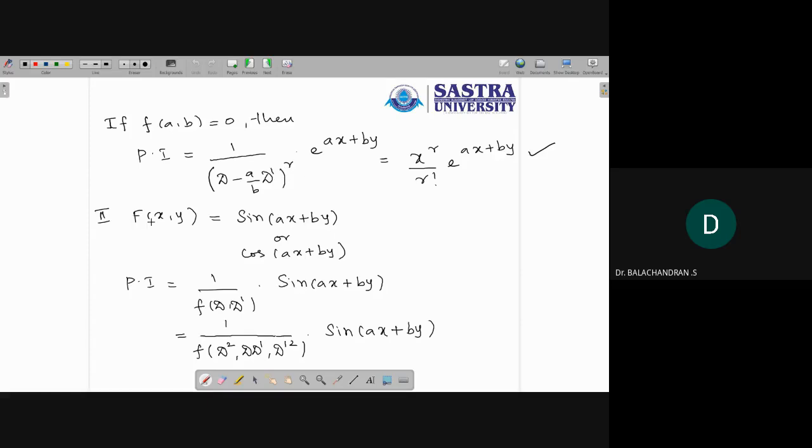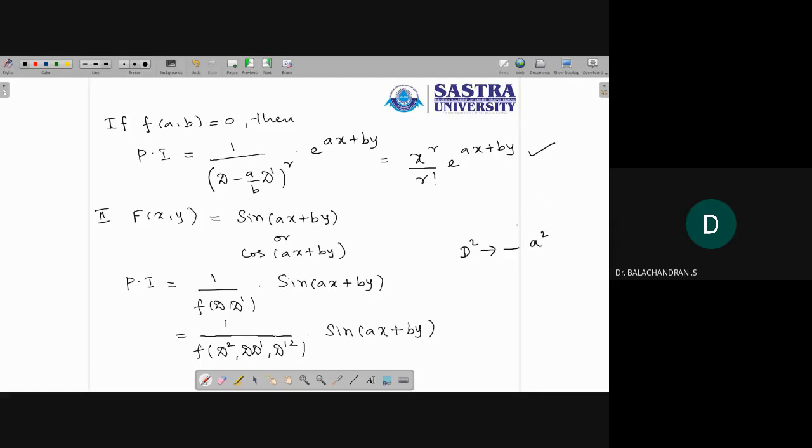Type 2. The right hand side function is either sin(ax + by) or cos(ax + by). In this case, you should replace D² by −a².